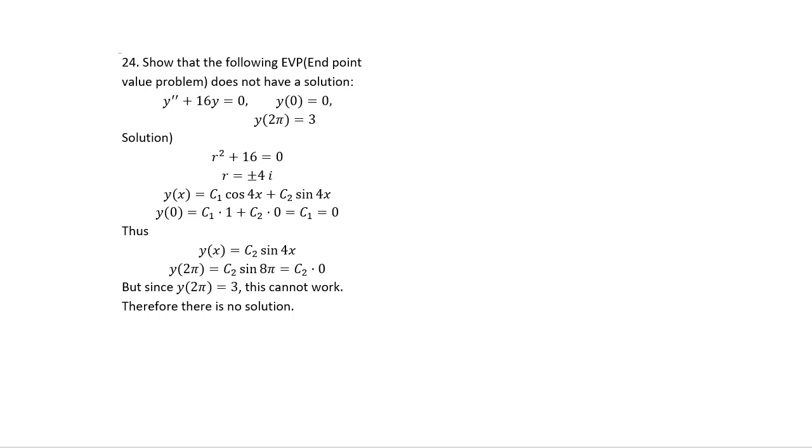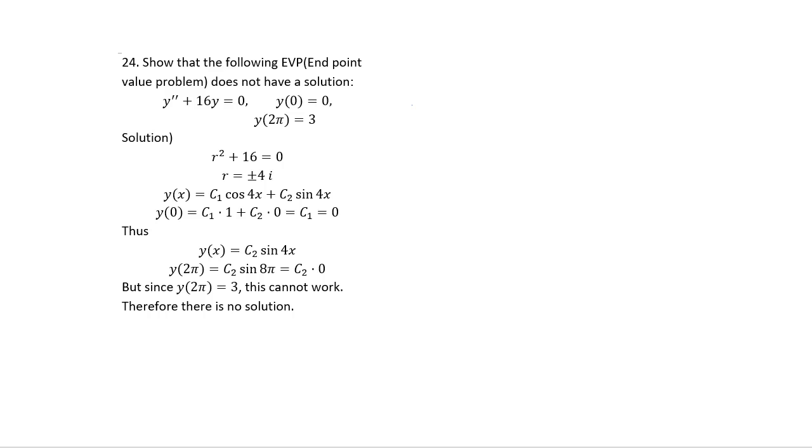Question 24, show that the following endpoint value problem does not have a solution. So if you had this and you had y of 0 as 0 and y of 2 pi as 3, you have to show that it doesn't have a solution. Again, write down the characteristic equation, solve it, you get r equals 0 plus or minus 4i. If the real part is 0, you know that the exponential term doesn't appear. So this is what you get. It's cosine of bx, where b is 4. So that's what you get.